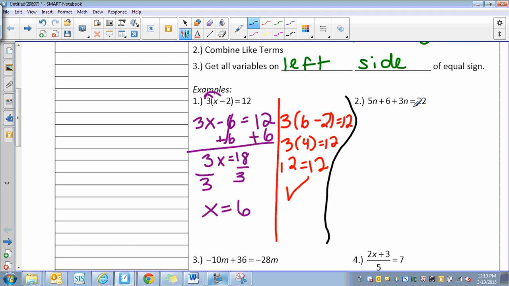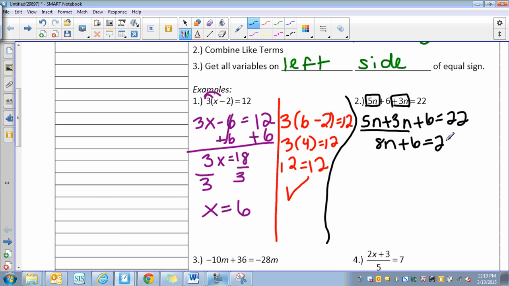So here, we don't have the distributive property, but we see we have like terms on the same side. Because they are on the same side of the equal sign, we can combine them like normal. So we have 5n and 3n. So let's do 5n plus 3n plus 6 equals 22. So we know to combine like terms, we can add the coefficients. So 5n plus 3n is 8n. So 8n plus 6 equals 22.